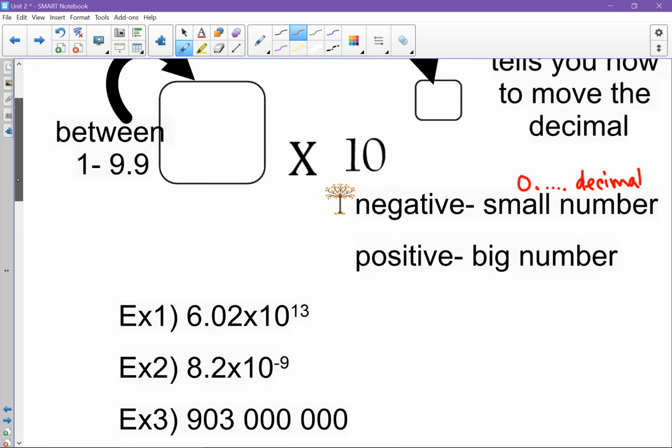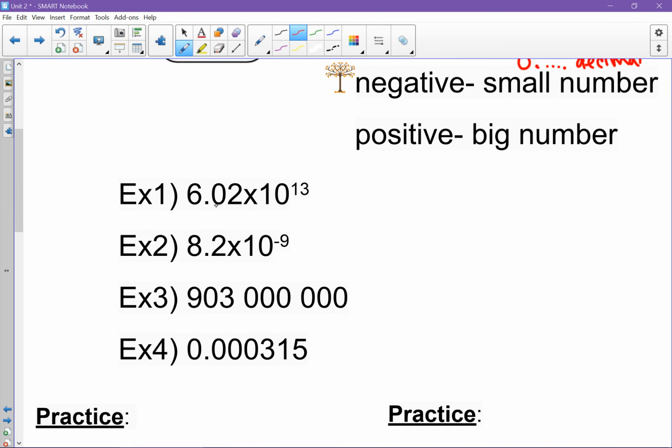Okay, so if I look at some of these examples, I start with 6.02 times 10 to the 13th. What that means is this 13 says I'm going to move that decimal 13 times. Because it's positive, I'm going to move it to make it a big number. If I went the other way, my number would get smaller. So I'm going to go this way and make my number bigger. So let's take that 6.02. I'm going to go 1, 2, and then I'm out of numbers. So keep going and we'll fill back in with zeros later.